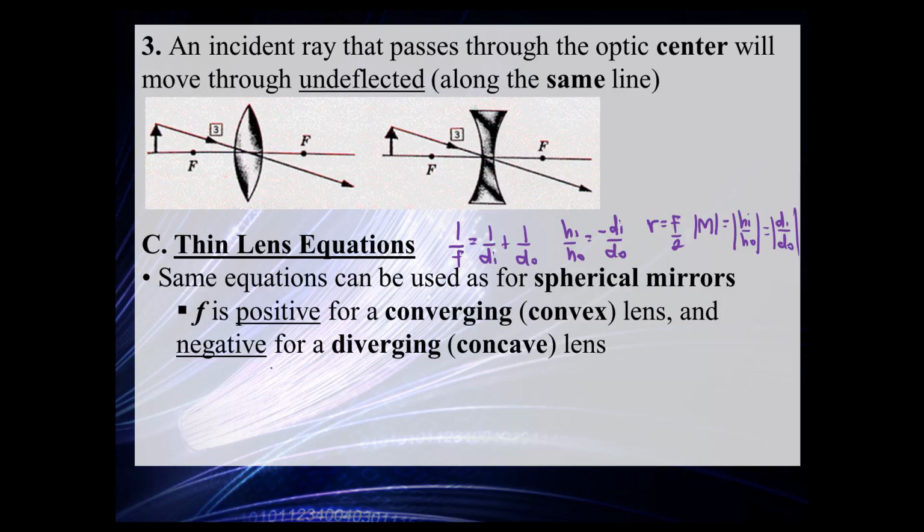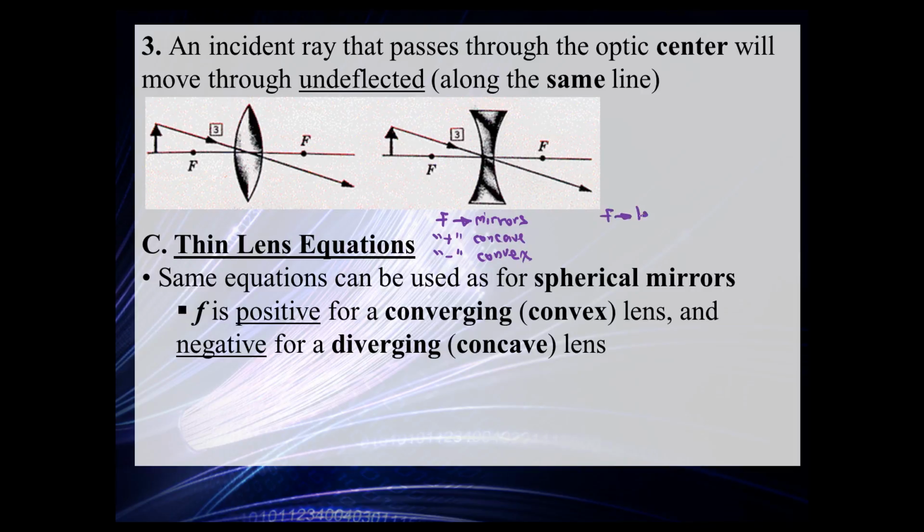So let's compare this. Let's deal with the focal length. Focal length for mirrors: for a mirror, it was positive for concave, and it was negative for convex. If you look at the focal length for a lens, the focal length is actually positive for a convex lens and negative for a concave lens. So they switch around a little bit.